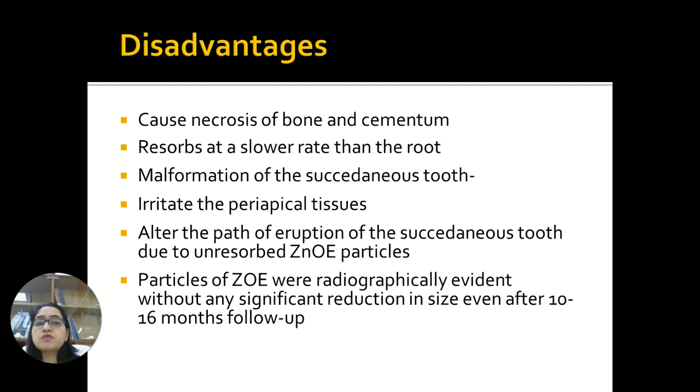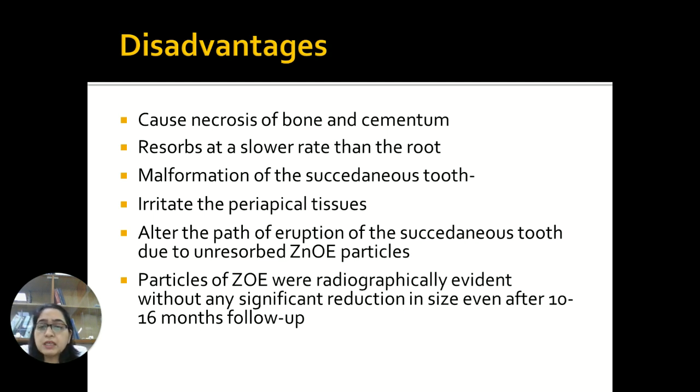It can cause necrosis of the bone and cementum, and since it resorbs at a pace slower than the root, it can stay there even after the resorption of the root, and thus it can prove a hindrance to the eruption of the permanent teeth. So it can lead to malformation of the succedaneous tooth. It can irritate the periapical tissues. It can also alter the path of eruption of the succedaneous tooth because of the unresorbed material beyond the apex.